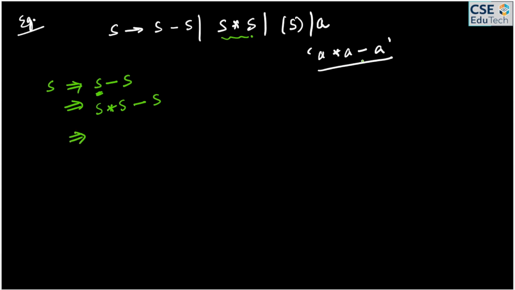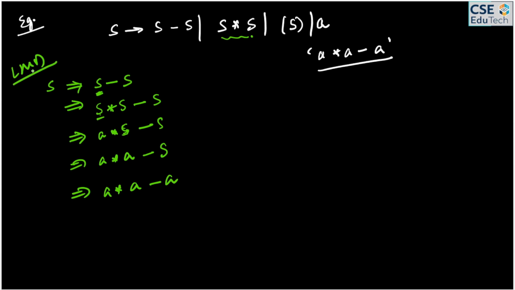Now this is of the form... Now we can replace this S, so it will be a, this, and this. Now this S can be replaced by this a, because every time we have to replace the leftmost variable S, and finally a minus a. So this is the leftmost derivation.